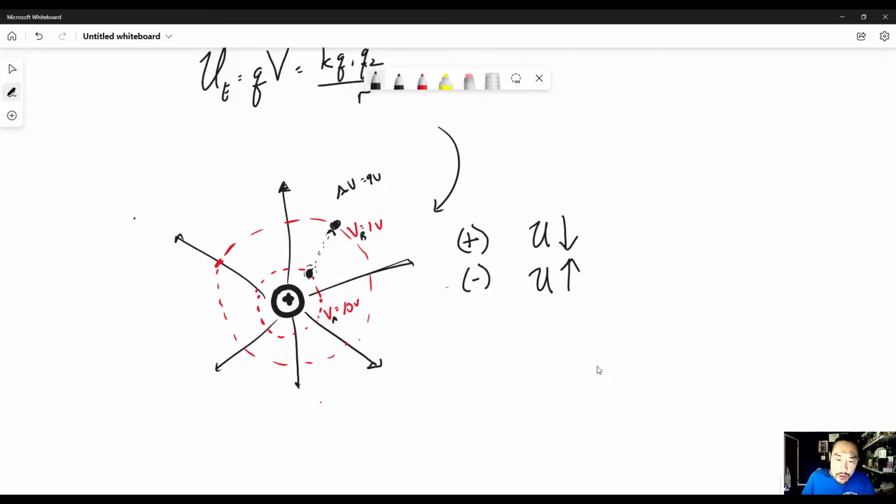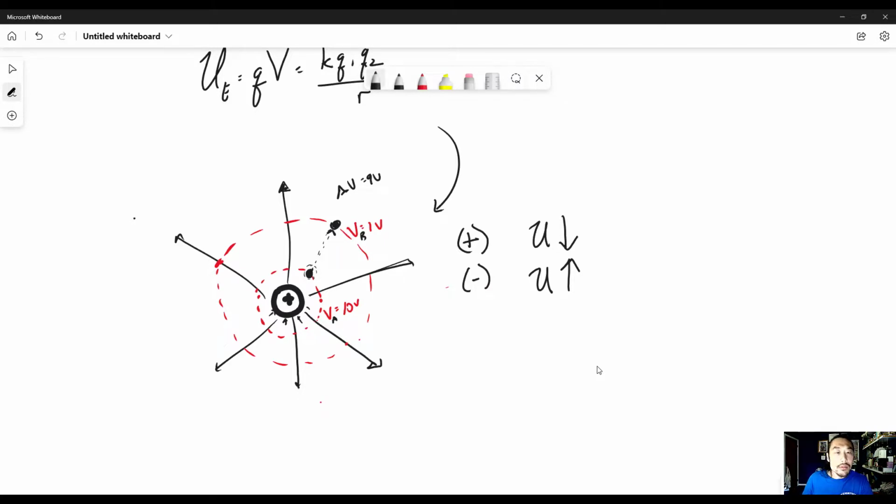So let's do the first scenario here. If we have a positive charge and we go from A to B, we say that the potential decreases. Meaning, if we were to release the object at point A, it's going to shoot away from this big central charge here. When it shoots away, the potential energy will decrease as it goes from A to B, because that potential energy turns into kinetic energy.